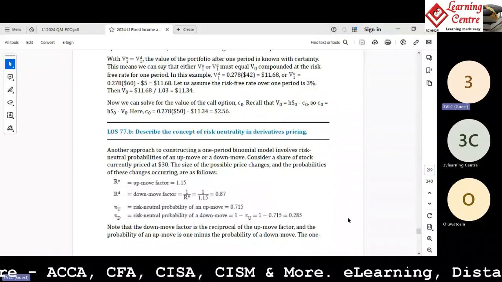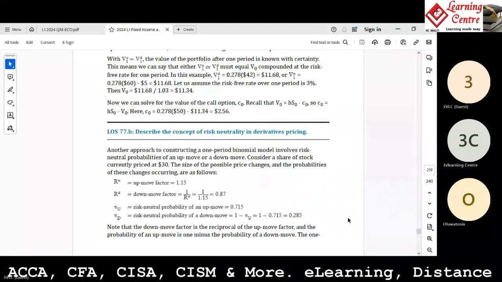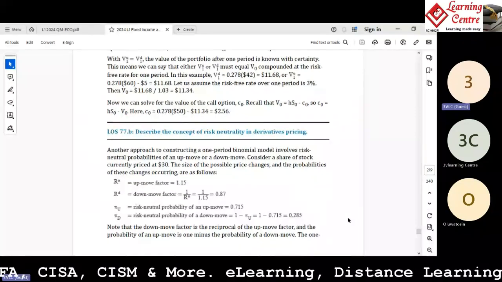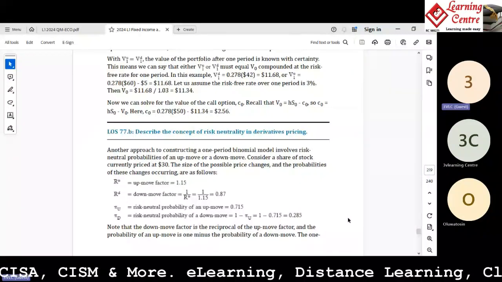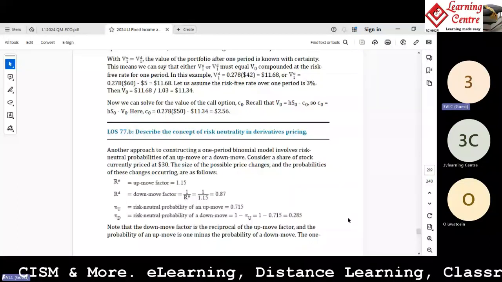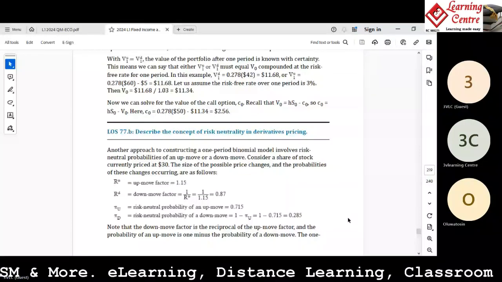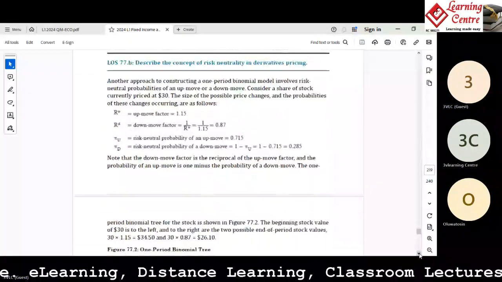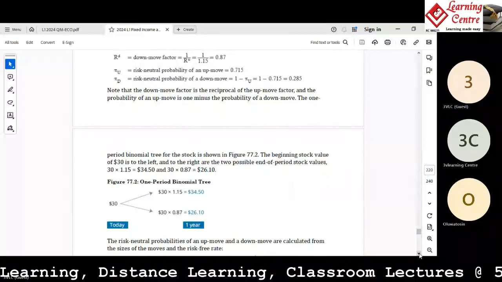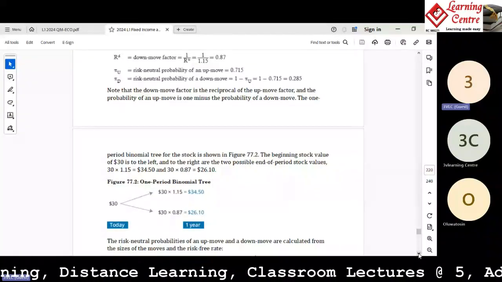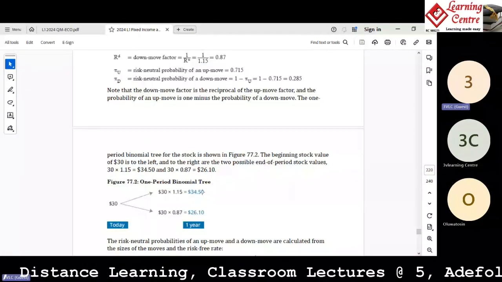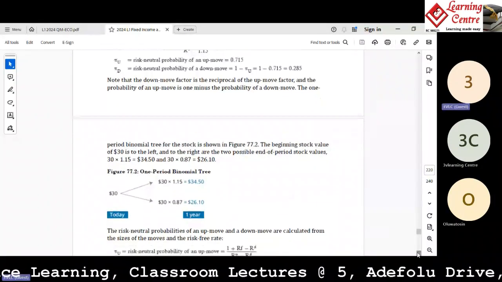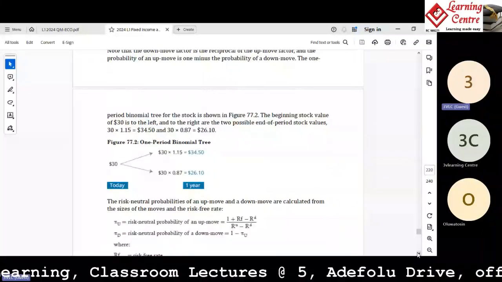So 30 times 1.15 is 34.5, and then this one is 26.1. So you see that one is going up, one is coming down. Now, this is before we bring in the risk factor. So this is the calculation. So this is 34.5 and then 26.1. Now, you now have a risk factor.